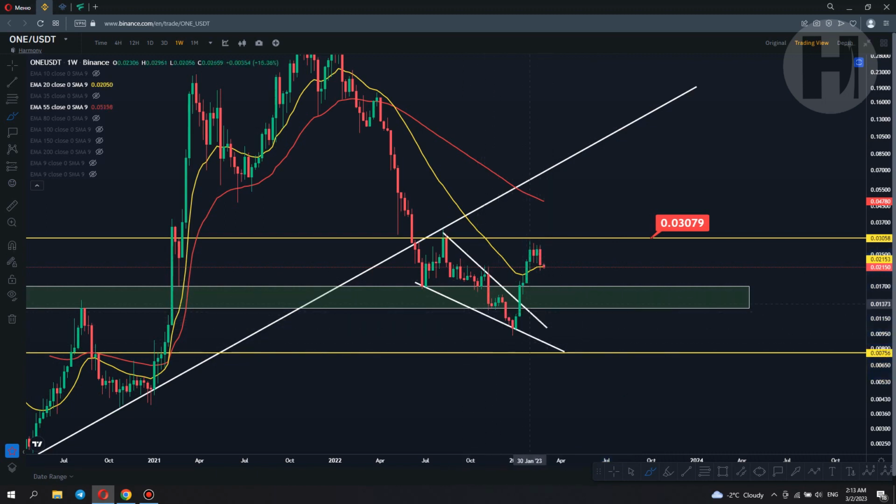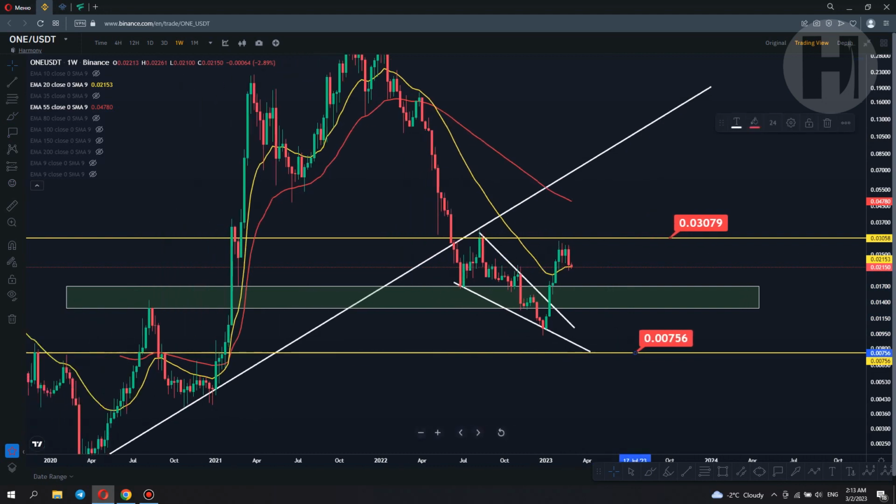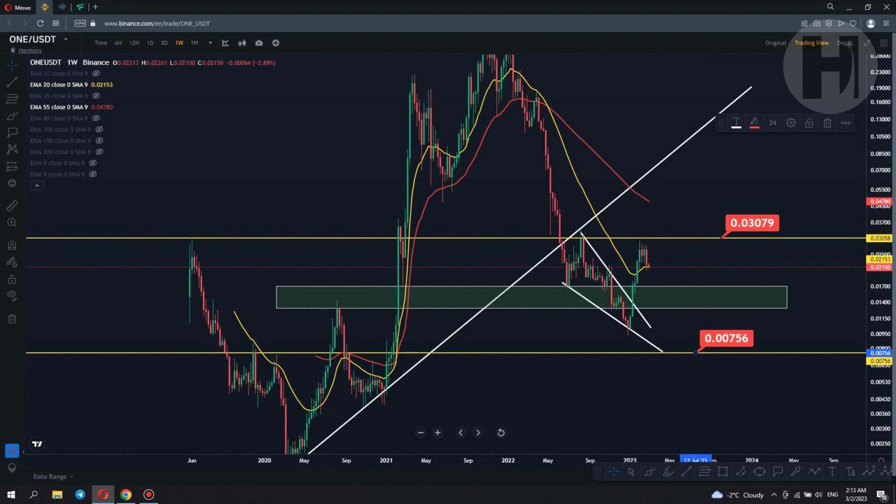But it all depends on Bitcoin, like I said, because Bitcoin leads the market. So if Bitcoin sees a flash crash, altcoins will dump like crazy. And in that case, you have a strong support trend line here that I've had on the charts for many months. And it's at 0.00756, which is exactly this high that we printed back in December of 2019.